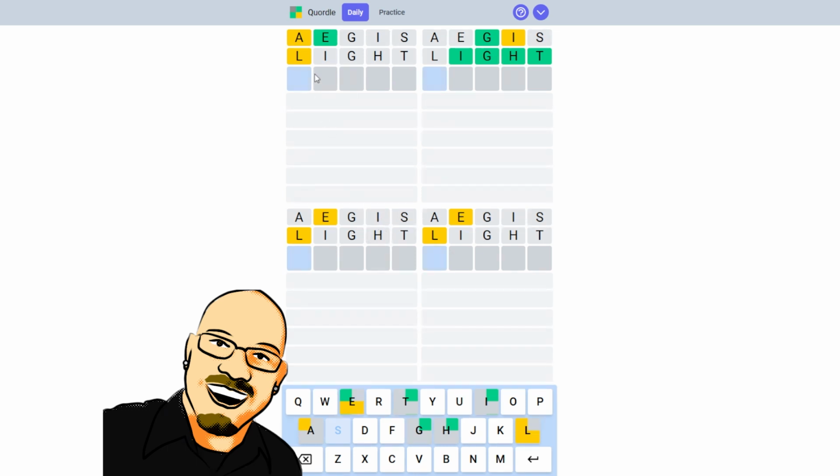So let's try and figure out where this one goes. Let's see. I want to do something E-A-L. Nothing's really jumping out at me there. I'm thinking of something like the word dealt or heels, but neither one of those are possible. What else should we do here?